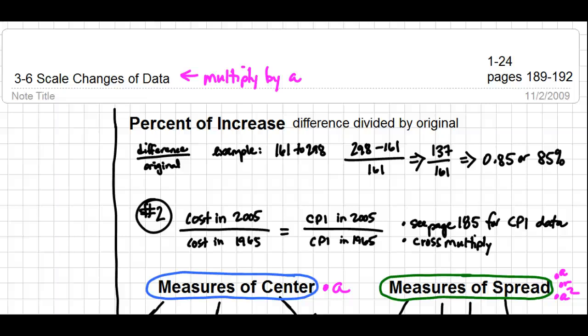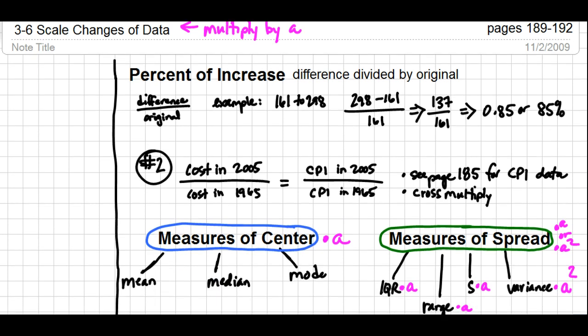This lesson is for FST Lesson 3.6 on scale changes of data. It's important for students to look back at their notes for translations of data, when we added A to the measures of center but did not add them to the measures of spread. When you scale change data, you will multiply by a number, and the measures of center will be affected by a factor of A, and so will the measures of spread with one exception. The measures of spread will get multiplied by A except for the variance, which gets multiplied by A squared. And we'll talk about why when we do a calculation here momentarily.